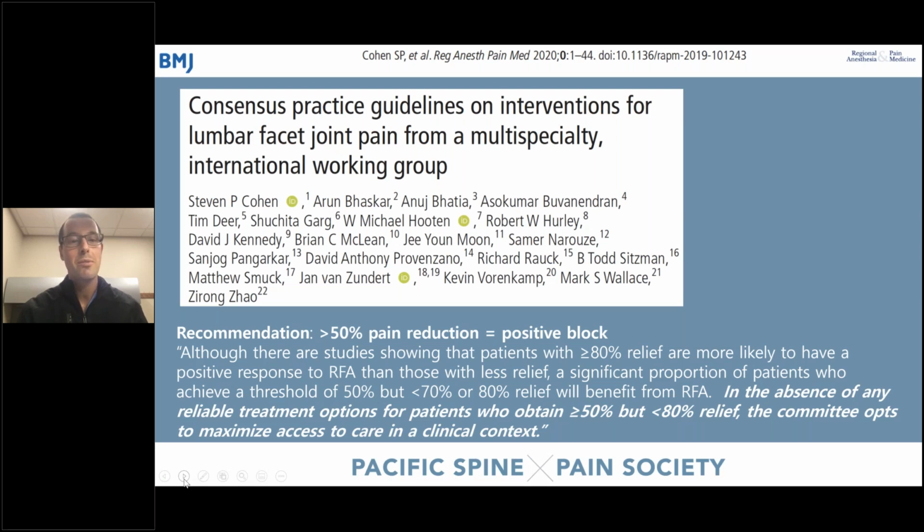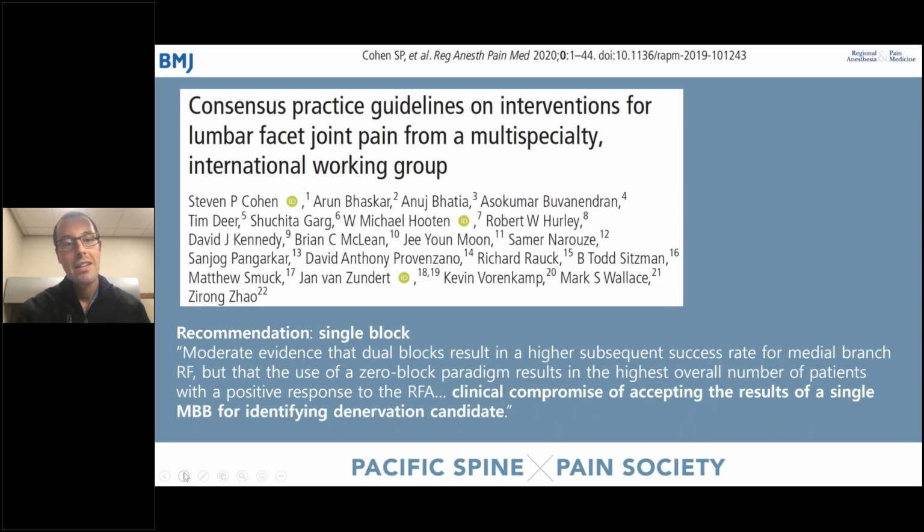So this group did ultimately recommend a pain reduction threshold of 50% to be considered a positive block rather than 80 or perhaps 100%, a much higher bar. The group recognized that patients who are selected by at least 80% relief by a medial branch block are more likely to experience success with radiofrequency ablation. But the group ultimately decided that lower thresholds do have more false positives, but they eliminate false negatives, and so not withholding a treatment that may be helpful from the patient. So disagreement, but this is where this multi-society group did come down.